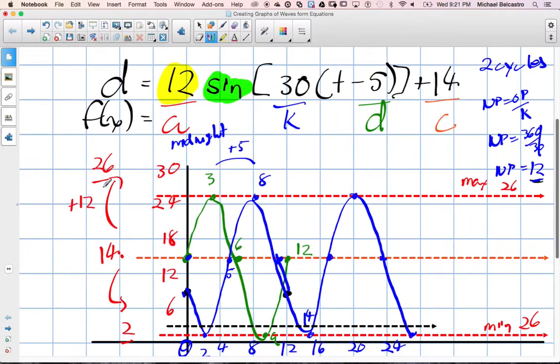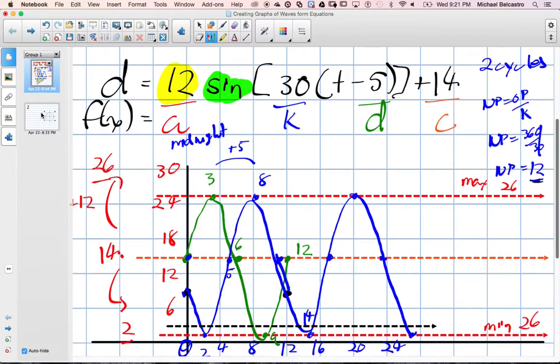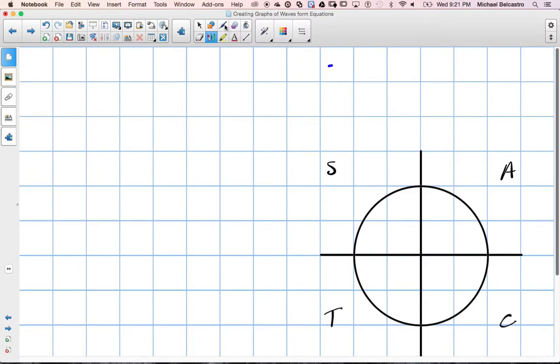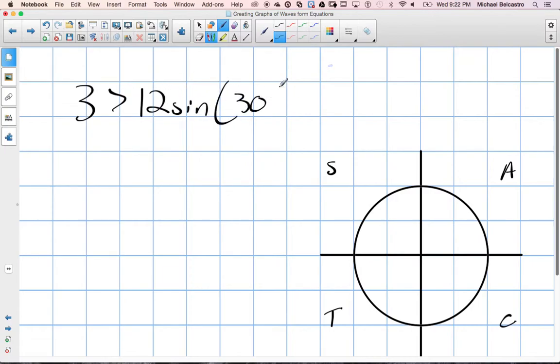Now, if you want to see how to do it, we do need to have more of a grade 12 concept of our trig skills. So I'll actually show you how it is. We have to already know what the unit circle is. In this one, what we're asking for is values that are less than 3. So we take our original equation, 12 sine 30 t minus 5 plus 14, I believe it was. And we need values that would be less than 3. We also have to know our CAST system decently well.